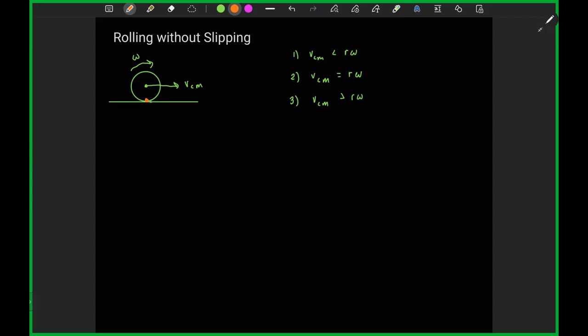Now, that point has some motion due to the motion of the center of mass, VCM, but it also has tangential speed, V tangential, which is equal to r omega. And so now let's consider what this means in each of our cases. In case one, the velocity of the center of mass, notwithstanding our diagram, is less than r omega, which means that the point in contact with the surface slips backwards.